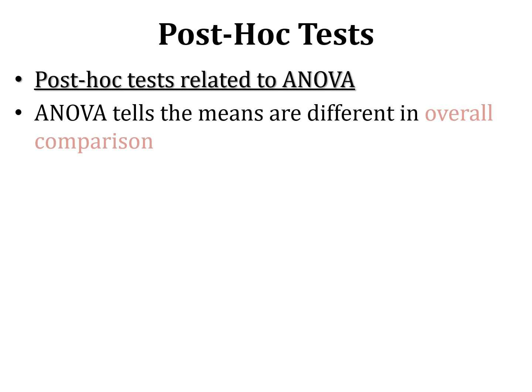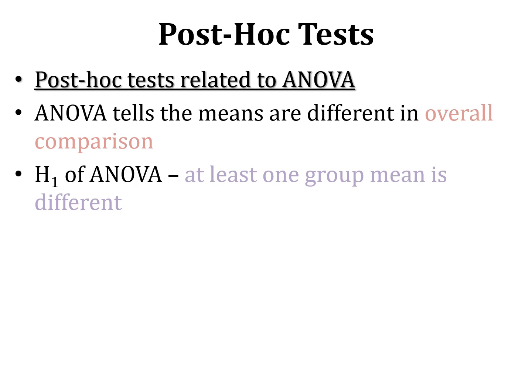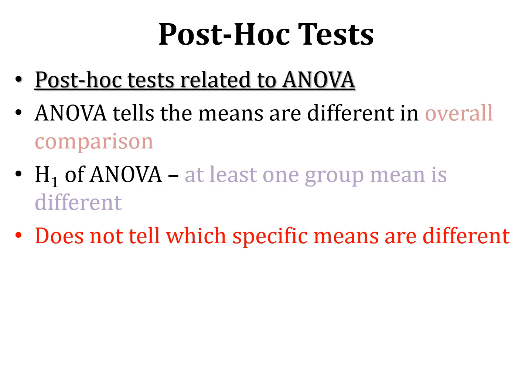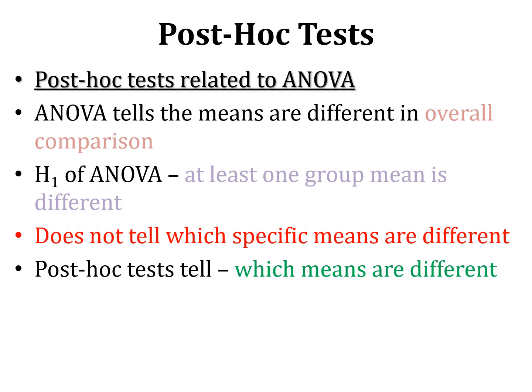So do you remember the null and alternate hypothesis of ANOVA? The null hypothesis of ANOVA is that the group means or the treatment means are similar and the variances are also equal. And the alternate hypothesis is that variances are equal but means are different. So the alternate hypothesis of ANOVA states that at least one group mean is different. To be specific, which group mean is different, it doesn't tell us, right? So ANOVA doesn't tell us which specific means are different, and we can know which specific means are different through the post hoc tests. So post hoc tests tell us which means are different.